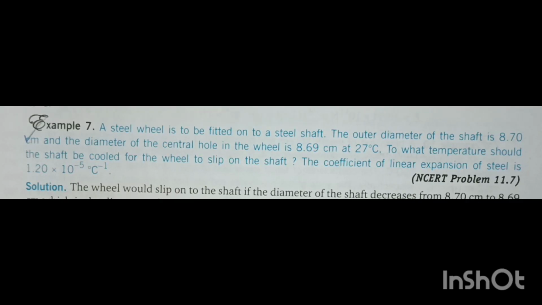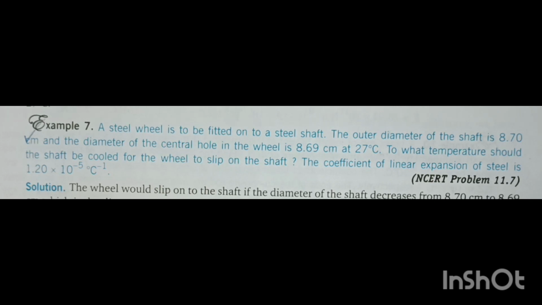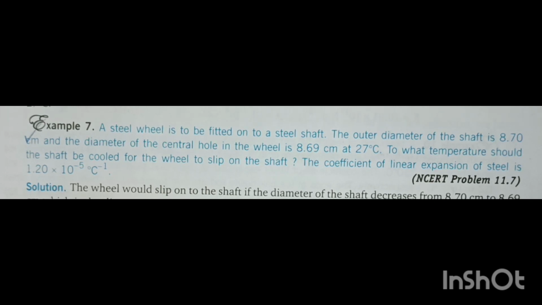A steel wheel is to be fitted onto a steel shaft. The outer diameter of the shaft is 8.7 centimeter, and the diameter of the central hole in the wheel is 8.69 centimeter at 27 degrees Celsius. To what temperature should the shaft be cooled for the wheel to slip on the shaft? The coefficient of linear expansion of steel is 1.2 into 10 power minus 5 per degree Celsius.